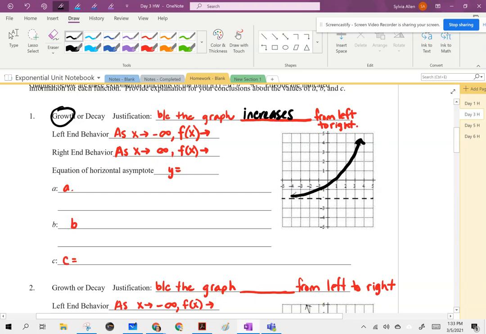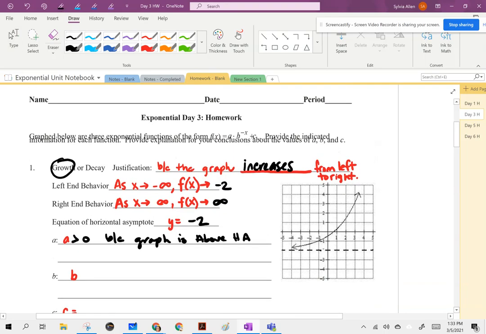Now let's take a look at the end behavior. The left side of the graph is approaching -2. The right side of the graph is approaching positive infinity. The horizontal asymptote is y equals -2, which is why the left behavior is approaching that. Notice that the graph is above the horizontal asymptote, so A is greater than 0 because the graph is above the horizontal asymptote.